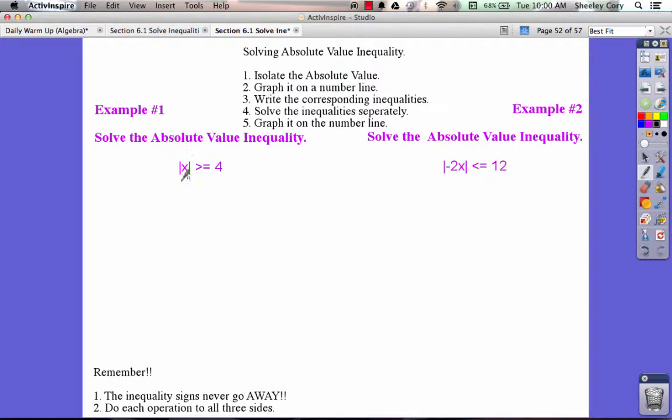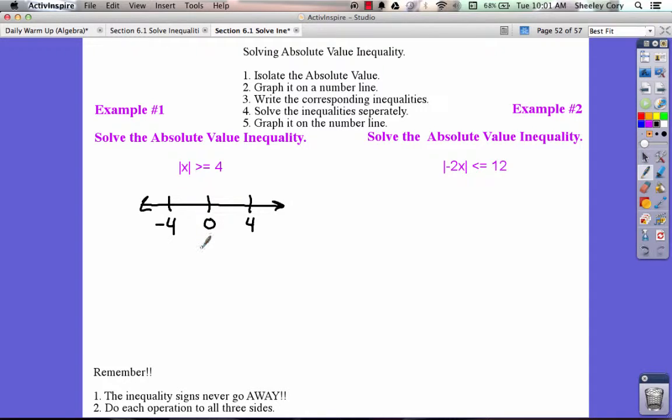So this absolute value of x has to be greater than or equal to 4. So the distance the number x is from 0 has to be bigger than or equal to 4. So let's go ahead and graph this on a number line and take a look. The distance we're supposed to be is 4 from 0, but we have to be bigger than 4 from 0. Well, I know that 4 is 4 from 0. I also know that negative 4 is 4 from 0.